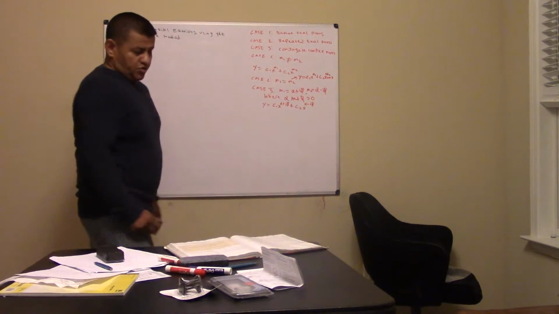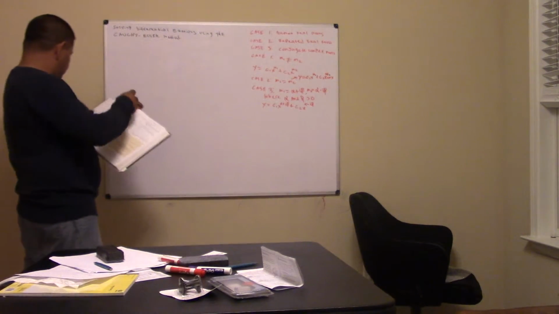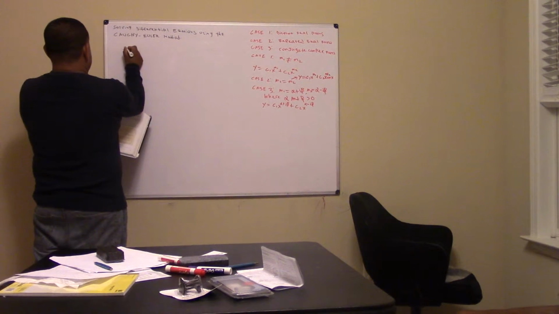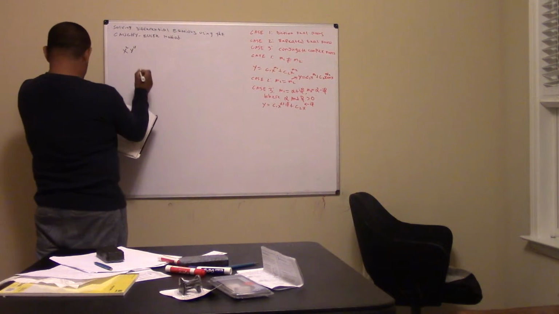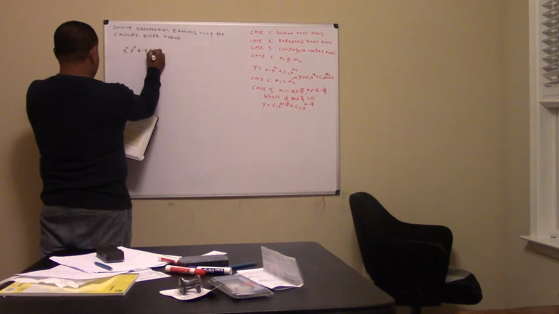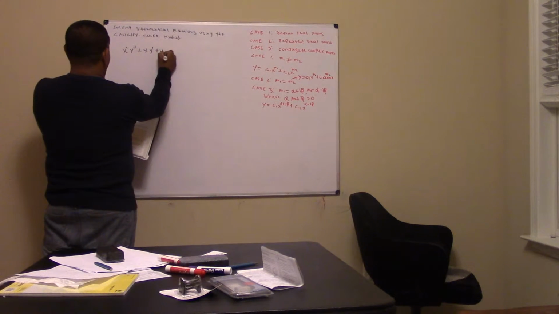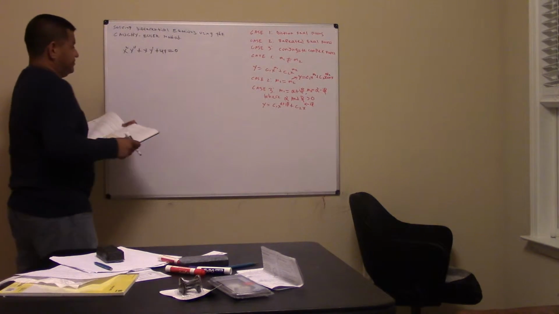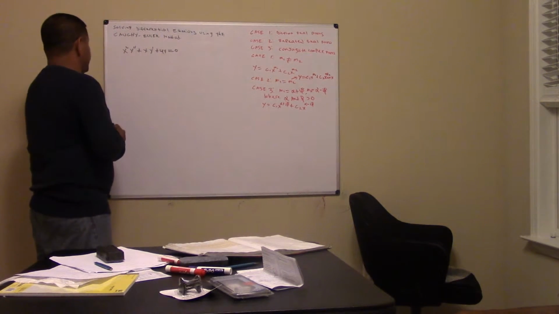All right. So number 5 in this book, I've got x squared y double prime plus x y prime plus 4y equal 0. So that is the differential equation.